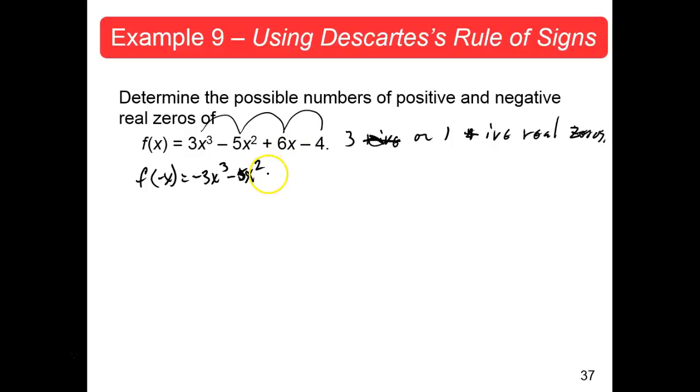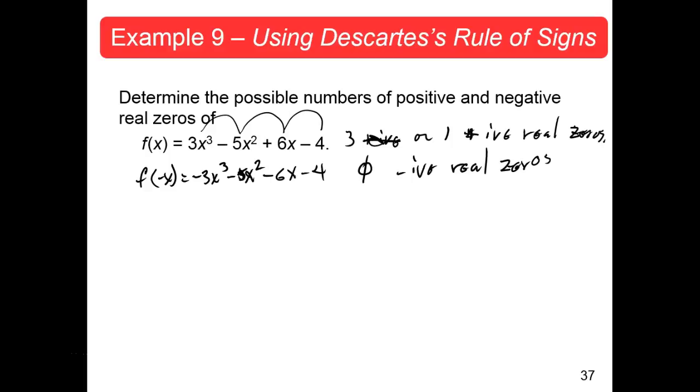How about the 6? Negative 6x, negative 4. That has no x's in it. How many sign changes? 0 negative real zeros. So guess what? When we do our rational zero test, forget about the negatives. Not even worth looking. Don't test any. Descartes' rule of signs says you have none.